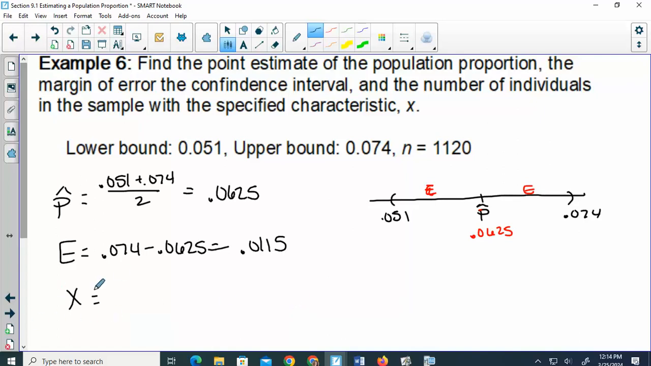Can you figure out any way we could find x? Plug it into what formula? P hat is x over n. But p hat was 0.0625 and n is 1,120. So multiply over the 1,120 and we get 7.